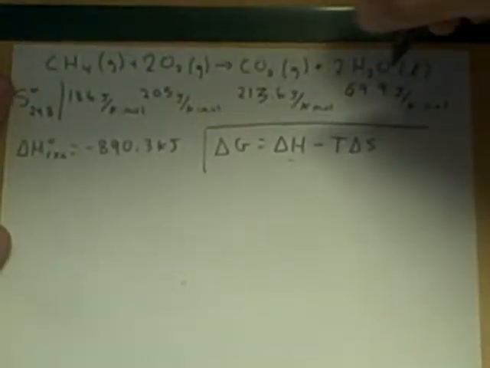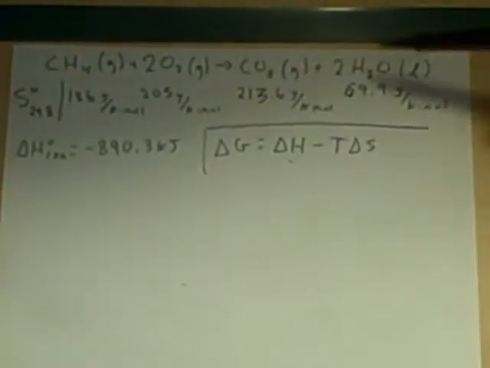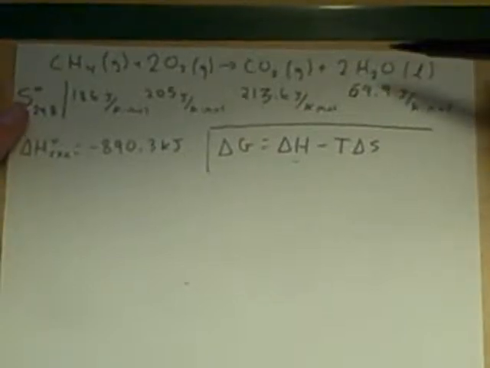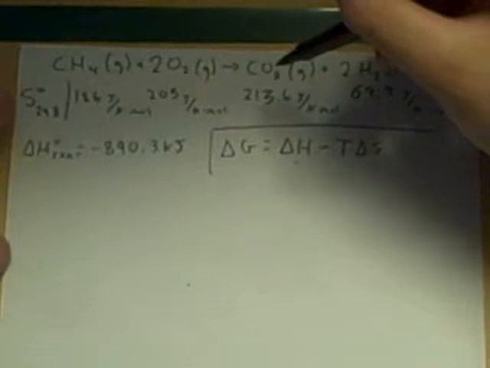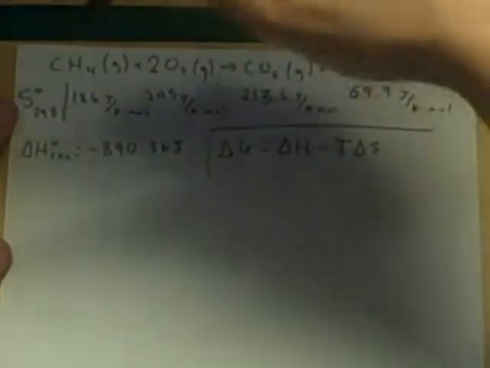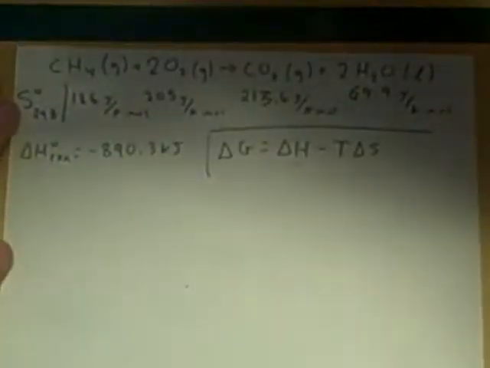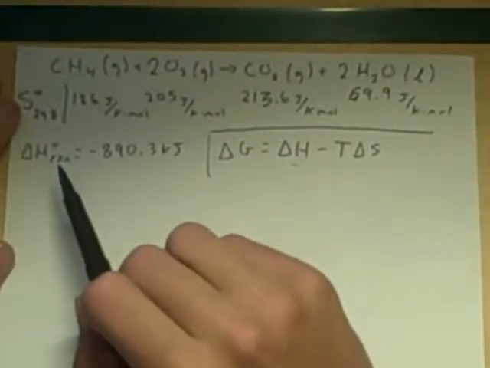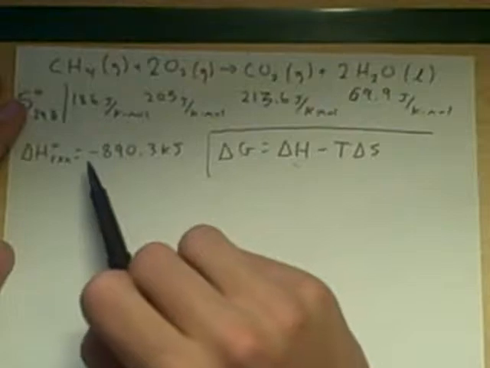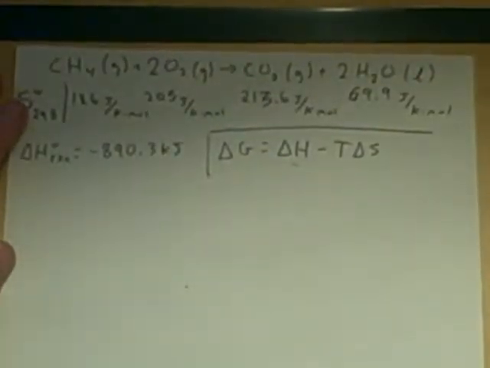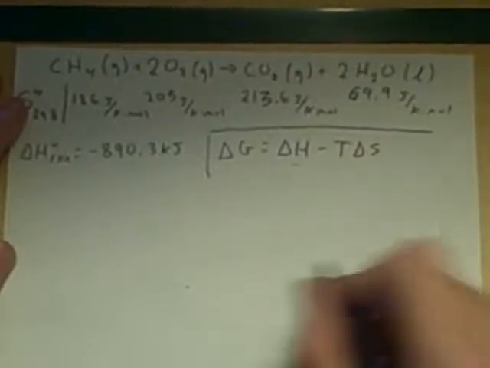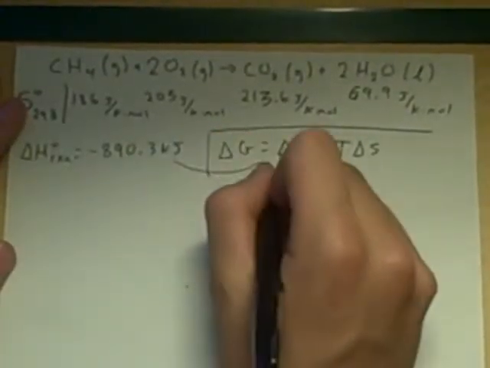I already calculated this by using the enthalpy of formations in the back of the book. I took the sum of the enthalpy of formation for the products and subtracted the sum of the enthalpy of formation for the reactants, and I came up with the enthalpy of the standard reaction equals negative 890.3 kilojoules. You probably already know how to do that. That's why I didn't write it out in this equation, so we're going to be putting that here.